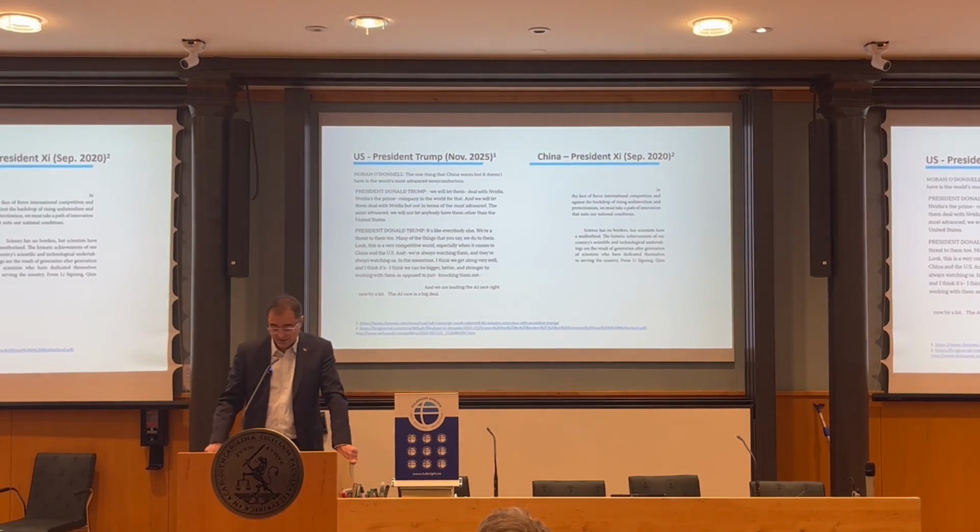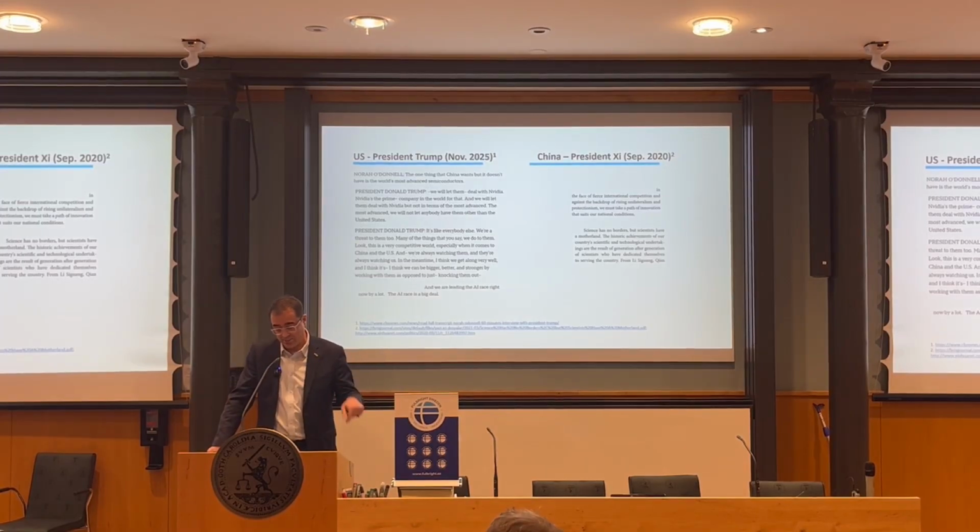On the other side of the world, the narrative is not particularly different. So President Xi addressed, I don't remember if it was the National Academy of Chinese Science or a meeting of scientists: in the face of the fierce international competition and against the backdrop of rising unilateralism and protectionism, we must take a path to innovation that suits our national conditions. So there's an argument for nationalism. Science has no borders, you go back to Pasteur, but scientists have a motherland. The historic achievements of our country, scientific and technological undertakings, are the result of generation after generation of scientists who have dedicated themselves to serving the country. And then it goes on to quote some of the greatest Chinese scientists.